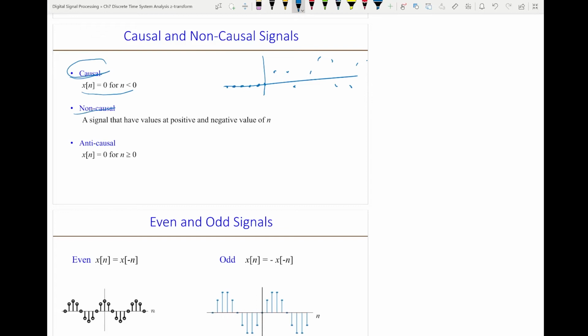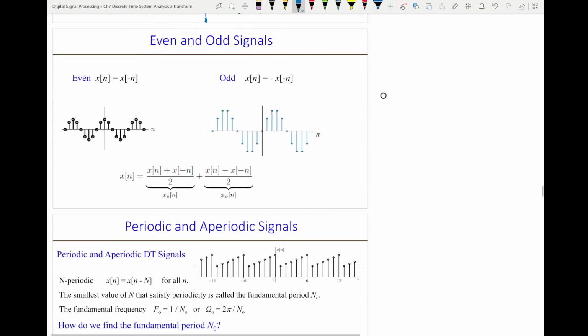A non-causal signal is a signal that exists for positive and negative n. So it may have values here and also for negative n, negative 1, negative 2, it has some values. Then we say non-causal signal. Anti-causal signal means the signal only exists for negative n values. So it is always 0 here, but it may have values for negative n and so forth.